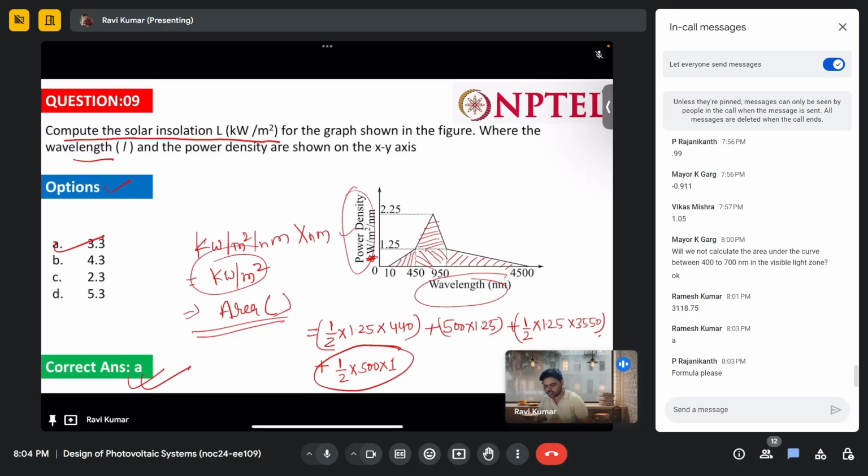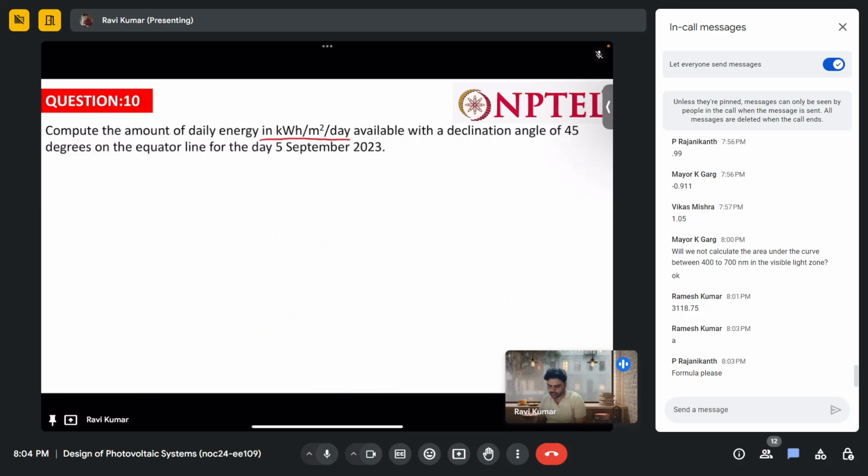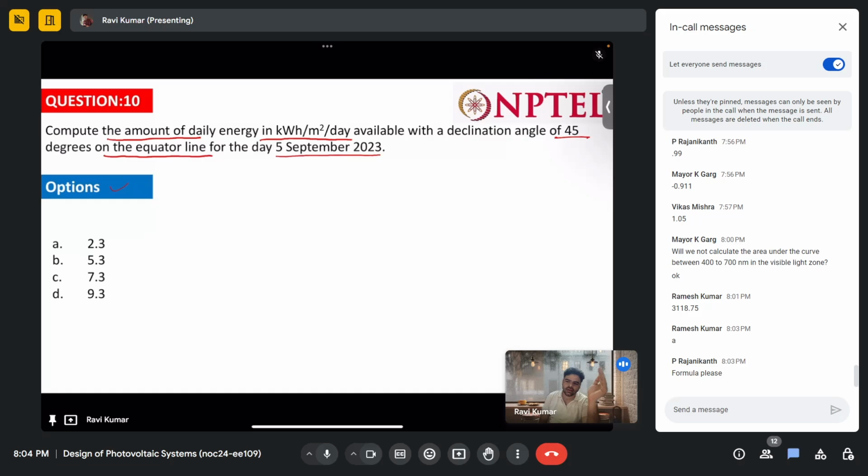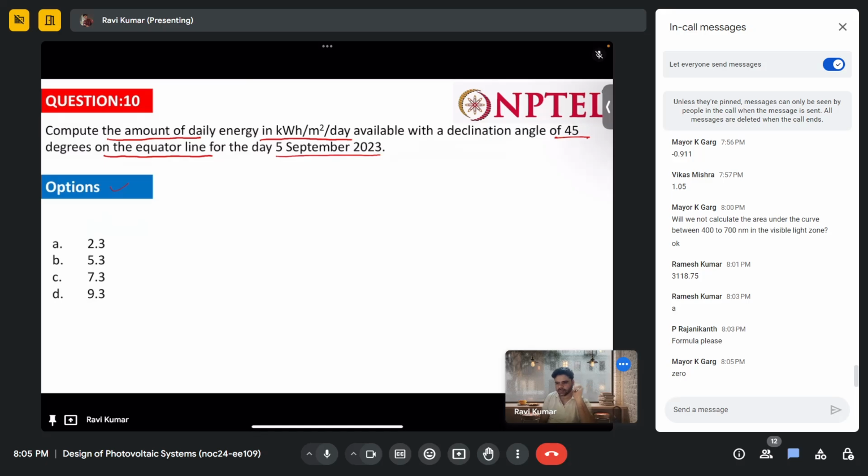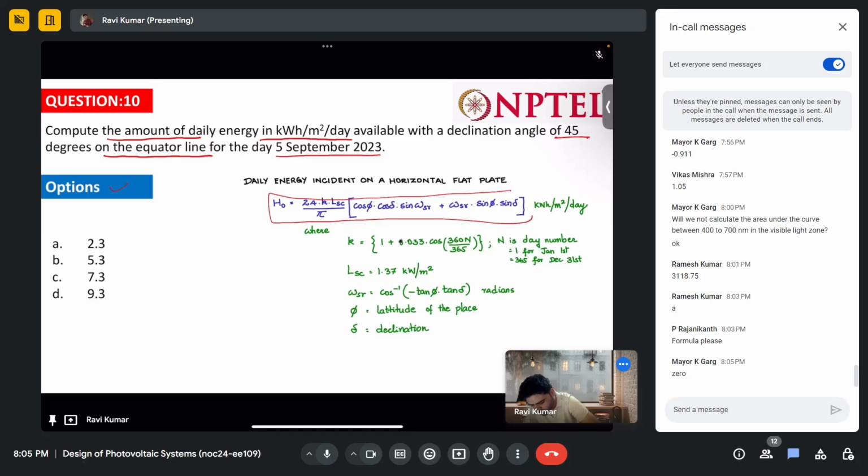Okay, let's move to the next question, which says compute the amount of daily energy, in kilowatt hour per meter square, available with the declination angle of 45 on the equator line. It is saying on the equator line for the day that is the 5th September 2023, and these are the options. So on the equator line, what will be the phi? What is the latitude of the equator? Zero, yes.